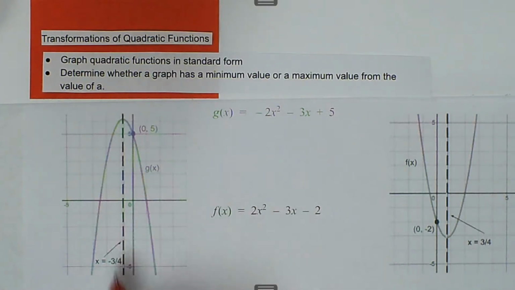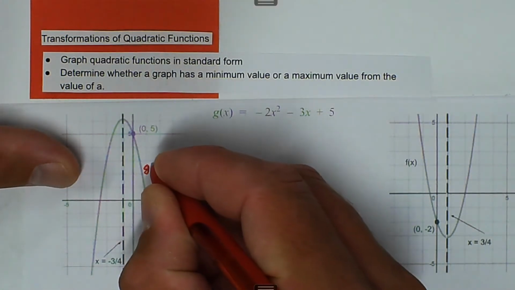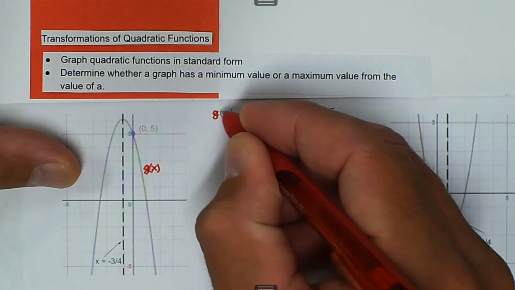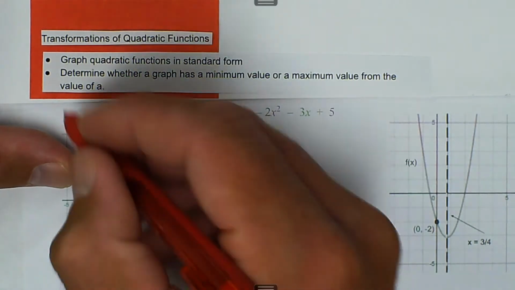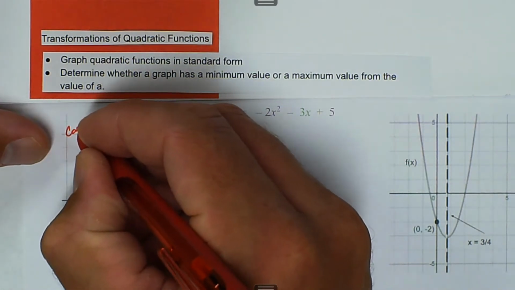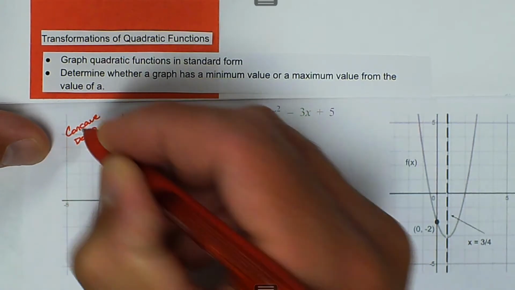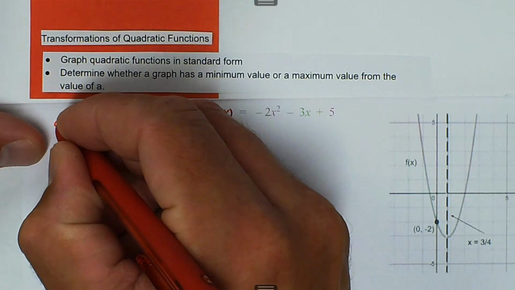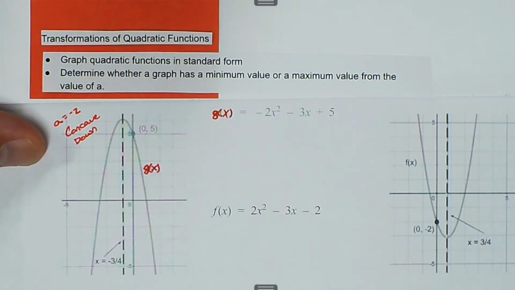So this function over here is g of x. And we can see that the function does open down. So this is concave down. Our a value here is -2. So the a value is equal to -2. So that's concave down.